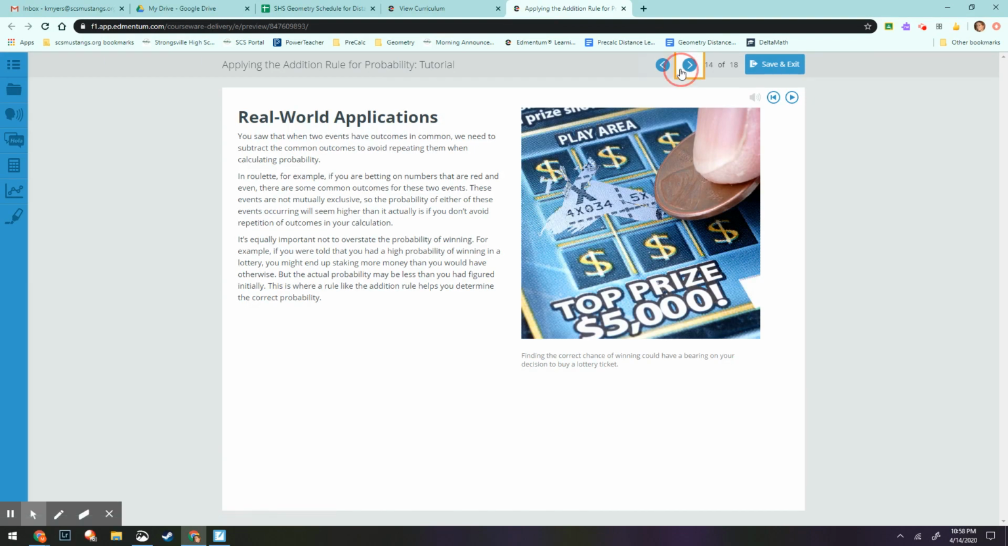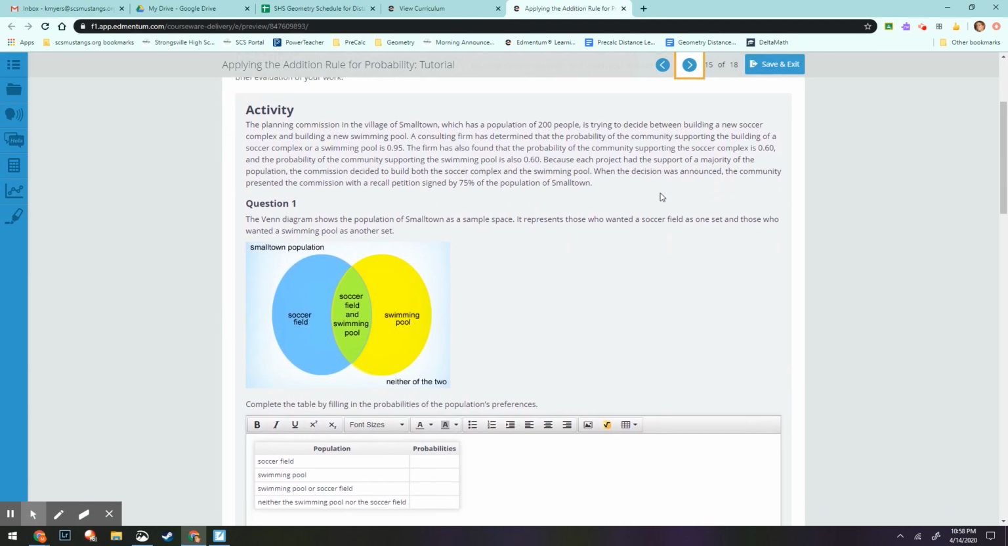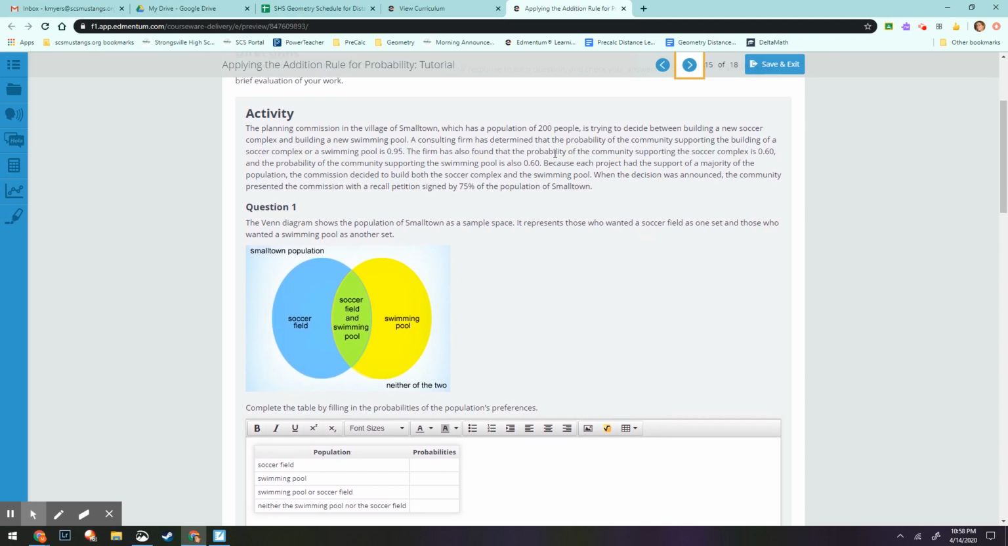Okay, this one just talks about some real world applications. We'll come back to that. Here in this activity, if you read this, basically the community wants to build either a soccer field or a pool, maybe both, maybe none. We're going to fill in some probabilities from reading here. It says the probability that they would support a soccer complex or a swimming pool is 0.95. I fill that in. The probability of wanting the soccer complex is 0.6, and then we can read further, the probability of the swimming pool is also 0.6.